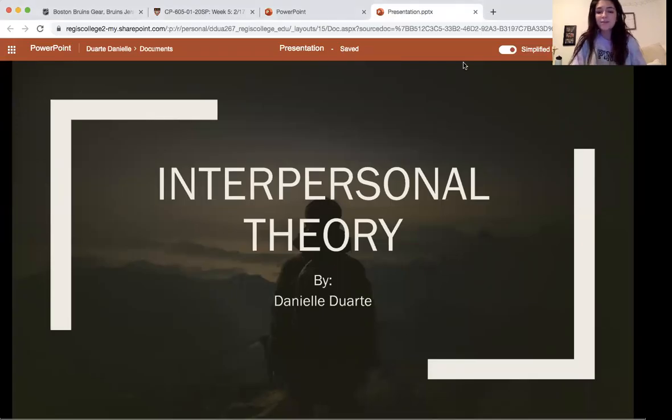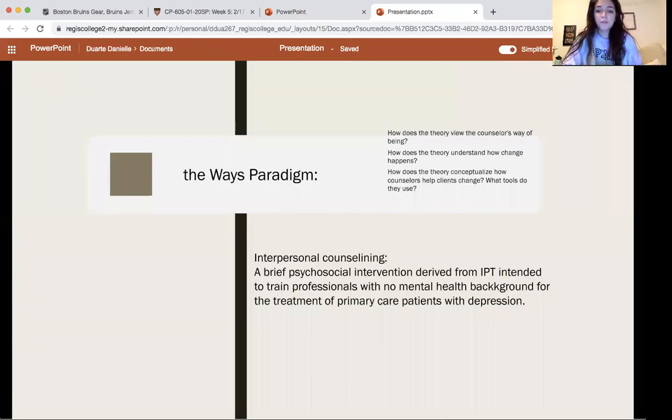Okay, guys, this week for our post, I decided to look into interpersonal theory as one of the theories that we're not going to be covering over this semester. So we're going to look into it using the Ways paradigm, which we used a lot last semester as well. Basically, how the theory views counselors' way of being, how the theory understands how change happens, and how the theory conceptualizes how counselors help clients change and the tools that they use.